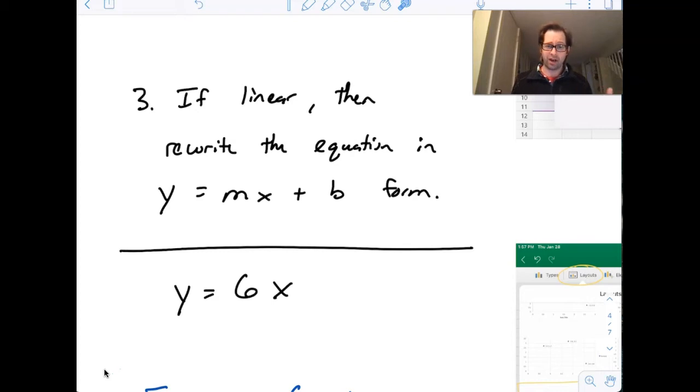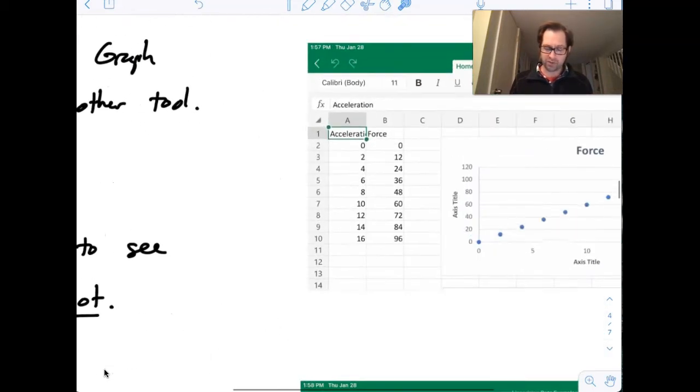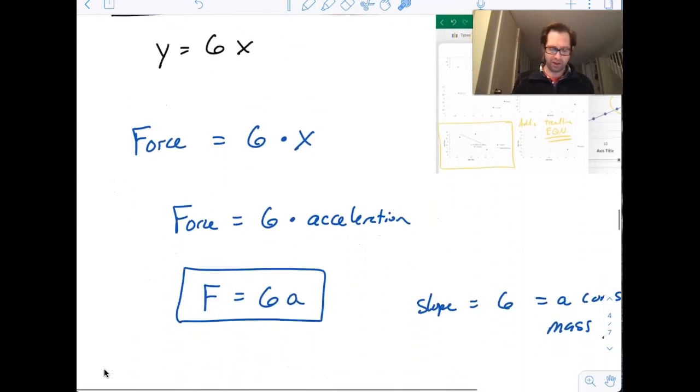Okay, so our equation from the graph was y equals 6x. I need to go back and figure out what y stands for and what x stands for based on the data that I was collecting. So when I look back on my data table, and I can do that right here, acceleration is my x value, and force is my y value. Okay, so I'm going to go back then and put that into my equation.